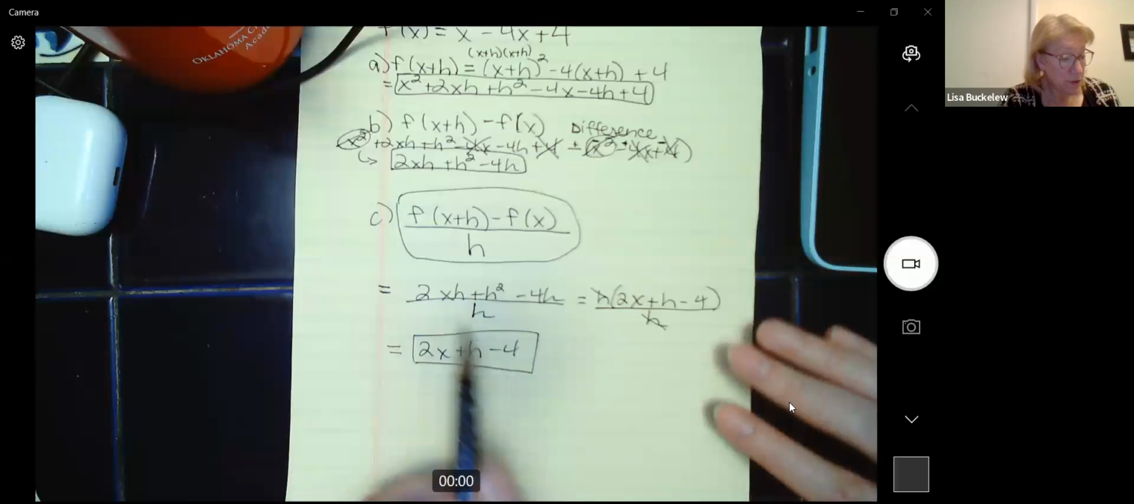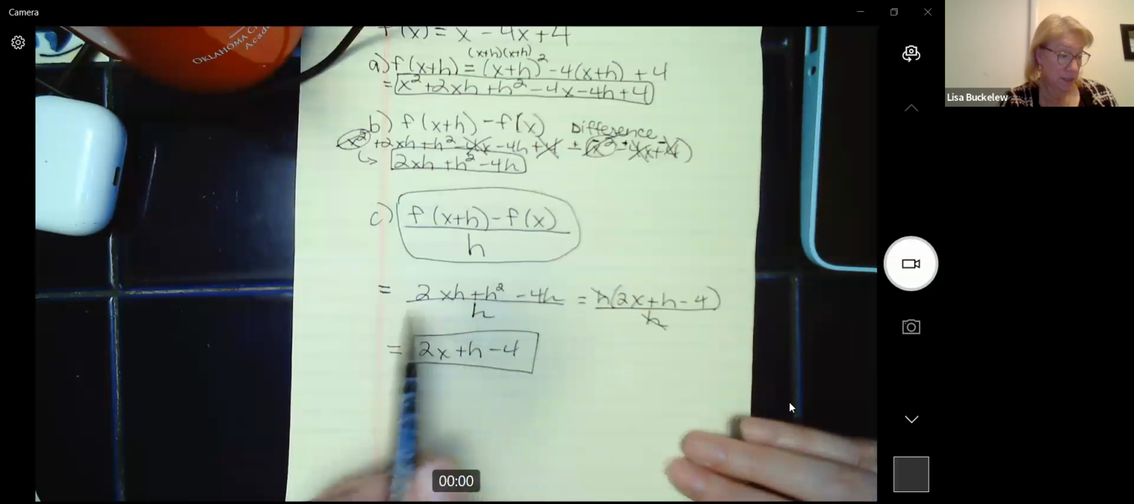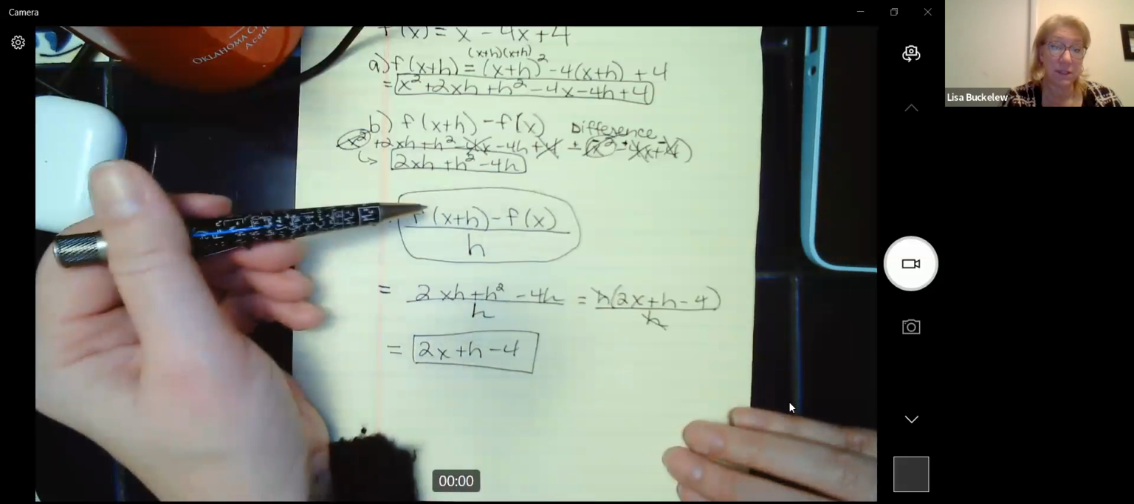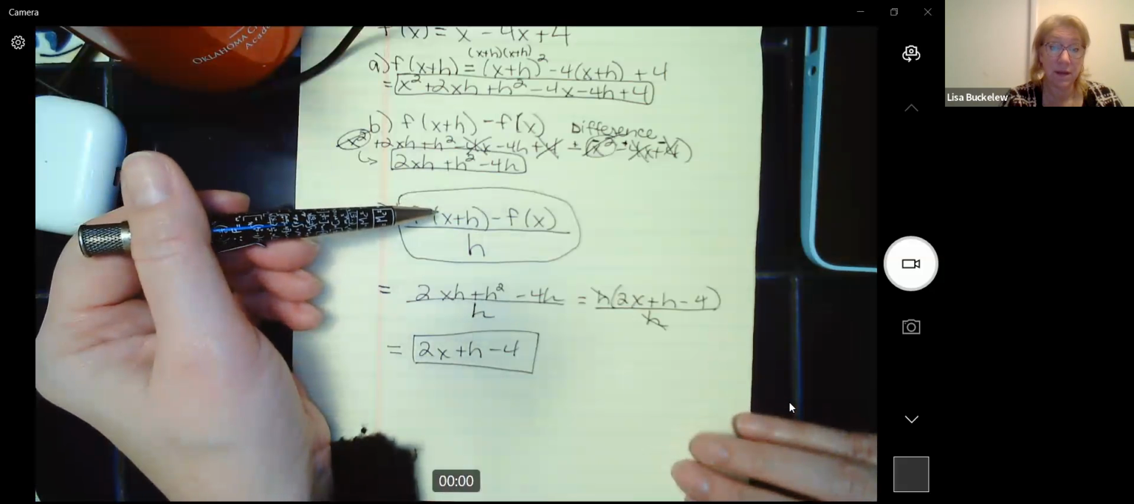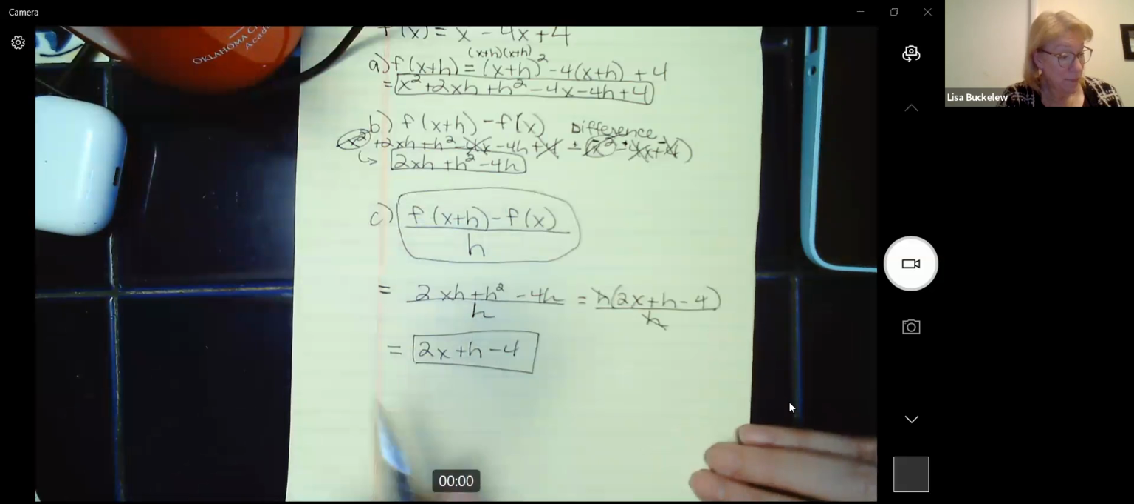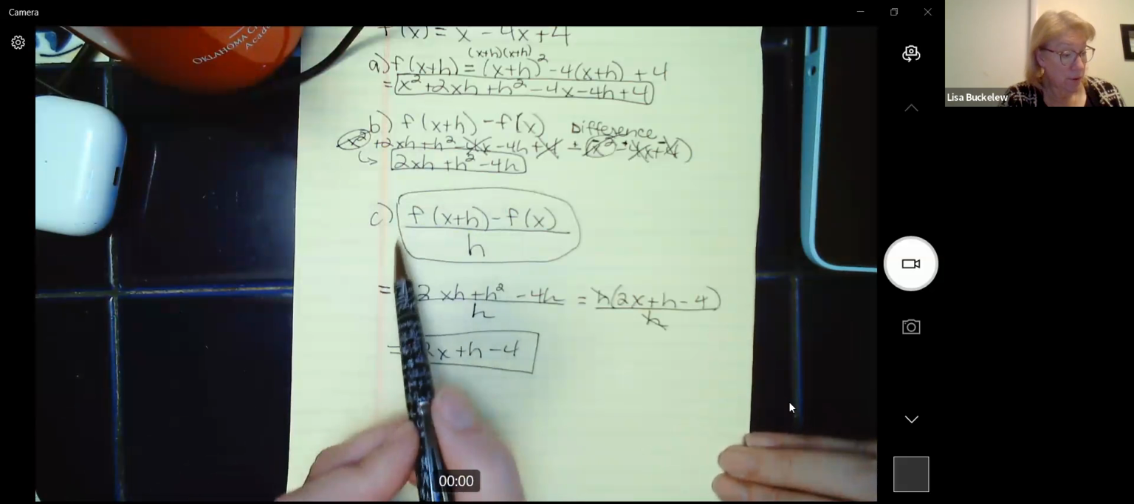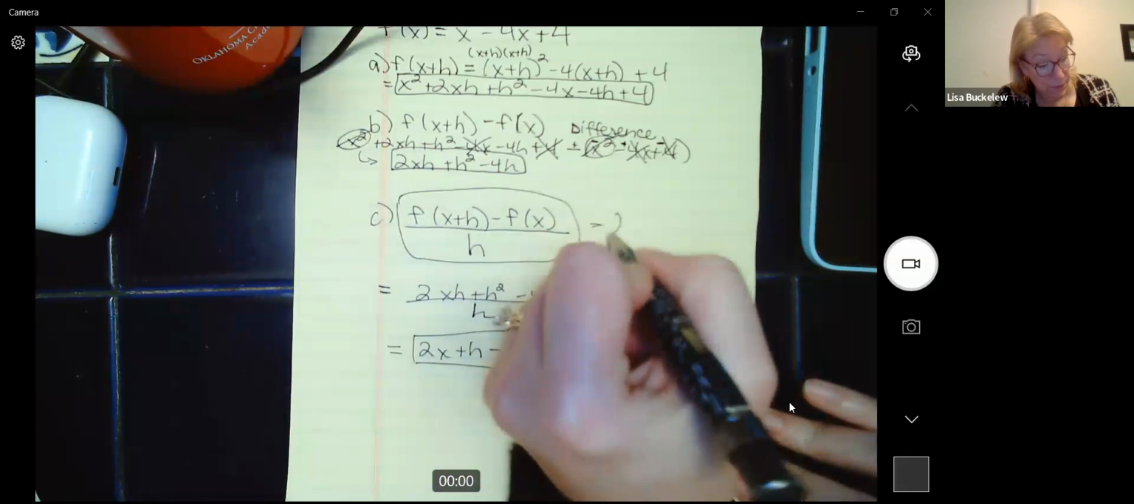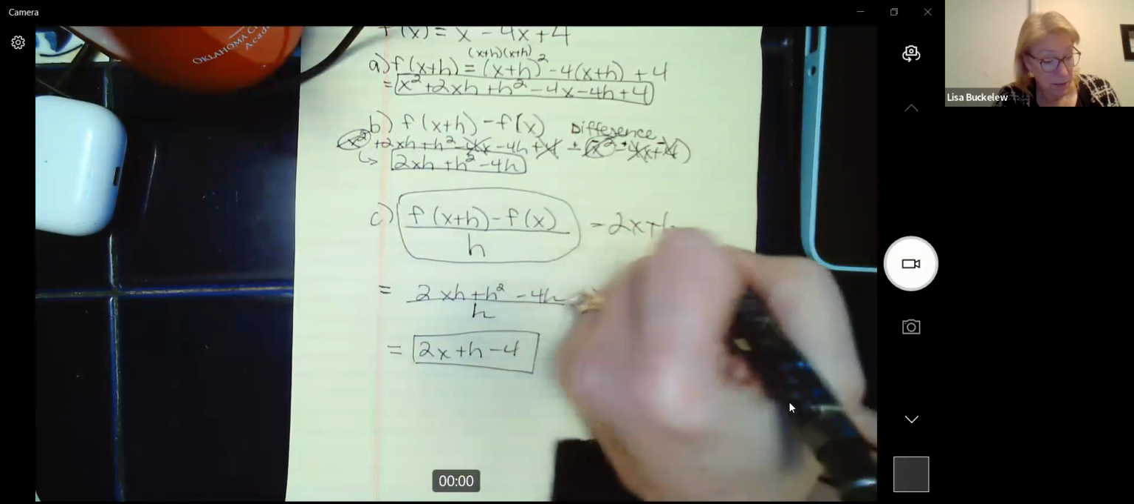So that's what you get. That's called the difference quotient. The difference is subtracting the 2 different values of the function up here. Quotient's dividing it by h. And that's what we're going to get. So that would be the whole answer to part C, 2x plus h minus 4.